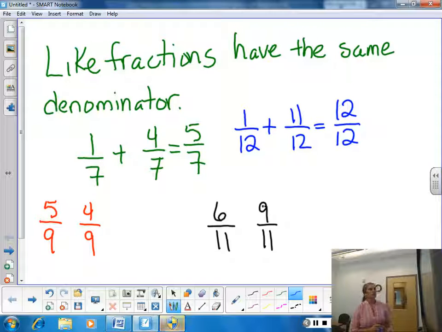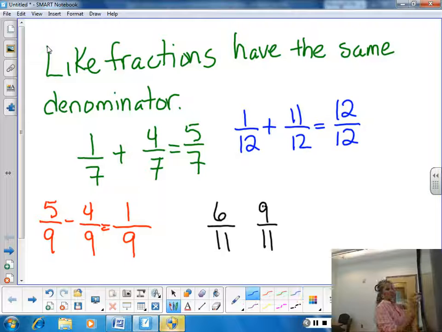Okay. Down here, if I want to subtract, I'm going to keep the denominator the same, and I'm going to subtract my numerators. 5 minus 4 is 1. All this is saying is I have 5 of these and I take 4 away, what's left? Well, if you have 5 9s and you take 4 9s away, you've got 1 9 left. And the last one, if I add these, I've got 11s because that's what I'm dealing with, and I have 6 plus 9, which is 15 11s.